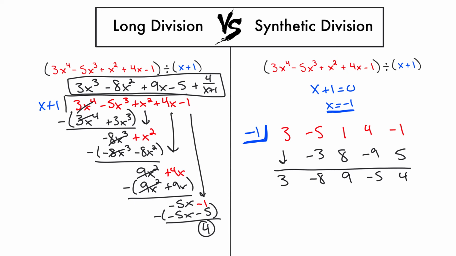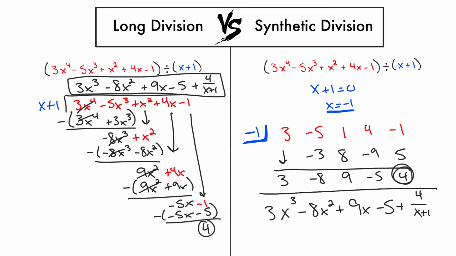The way we generate our answer is if the original problem's leading power was x to the 4th power, we are going to start one smaller than it, x to the 3rd power. And then we take these numbers and plop them in front. 3x to the 3rd minus 8x squared plus 9x minus 5 plus the remainder over what we were dividing by. And I'm done.